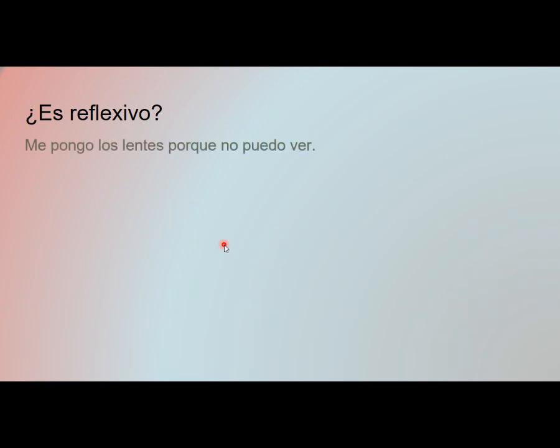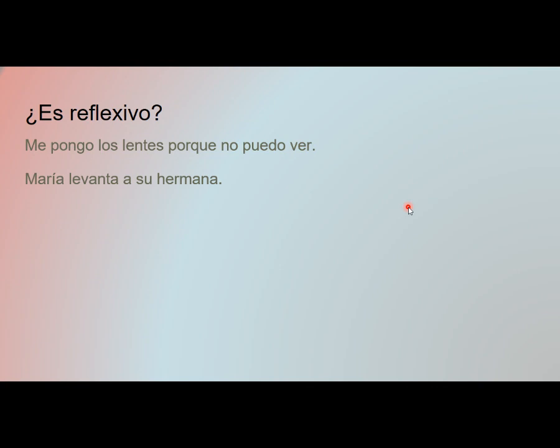Me pongo los lentes porque no puedo ver. ¿Es reflexivo? Hopefully you guys can see that this is a reflexive statement. Pongo is your verb, meaning to put on. And it has that reflexive pronoun that fits the conjugated verb in the yo form. Me pongo, I put on myself. I put on my glasses because I cannot see. Or I'm unable to see.